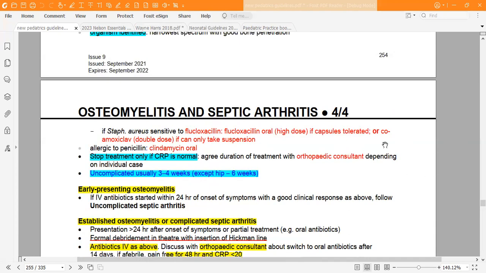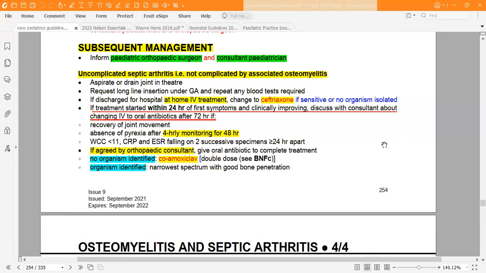Okay, let's go through the treatment again, subsequent management. So we said that uncomplicated septic arthritis, which means not associated with osteomyelitis: aspirate the joint in theater, request long line insertion. If discharged home, you continue treatment IV at home. We change to ceftriaxone if sensitive or no organism isolated.